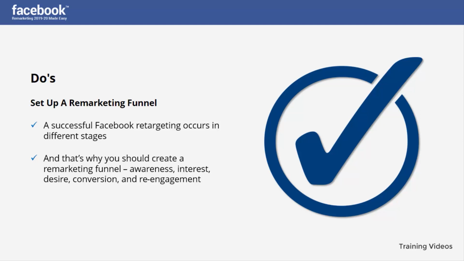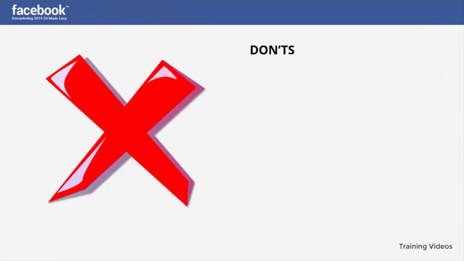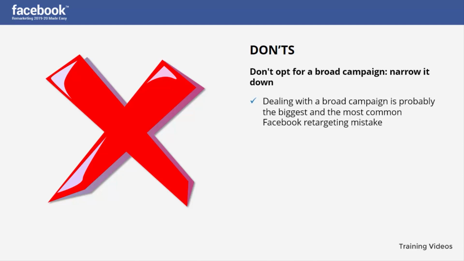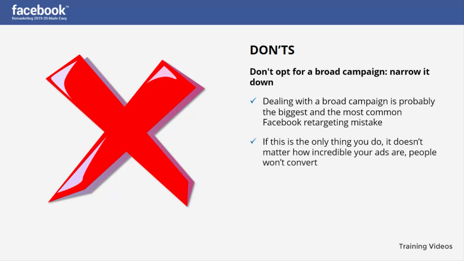And now, let's move to the don'ts. Don't opt for a broad campaign. Narrow it down. Dealing with a broad campaign is probably the biggest and the most common Facebook retargeting mistake. A typical retargeting campaign targets every site visitor in the last 30 days. If this is the only thing you do, it doesn't matter how incredible your ads are, people won't convert.